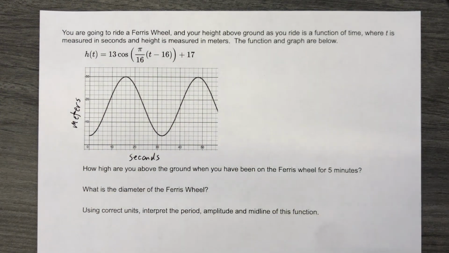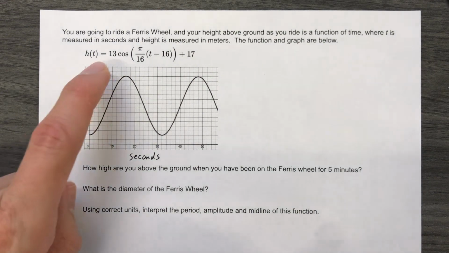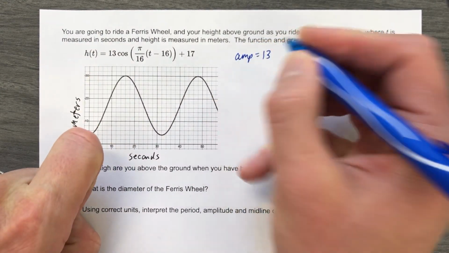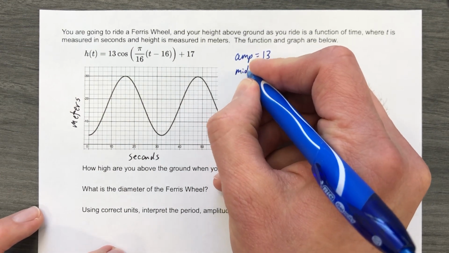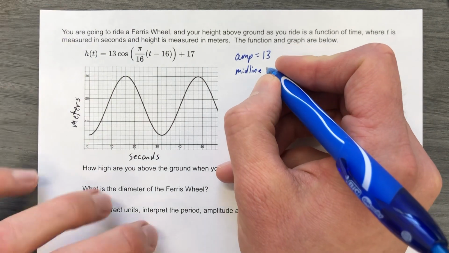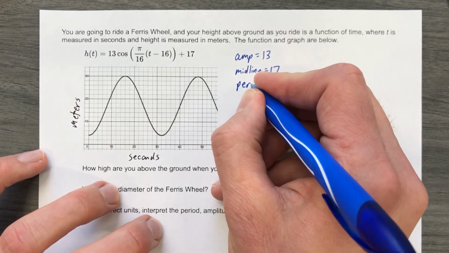All right, so there's a lot that we can tell from this. Before I even read the questions, I'm just going to go ahead and start rambling out a few little things that I know. And I noticed that the amplitude is 13. So with an amplitude of 13, that's going to help me as I deviate from my midline. You can also call it an average. You can also call it a vertical shift, 17.